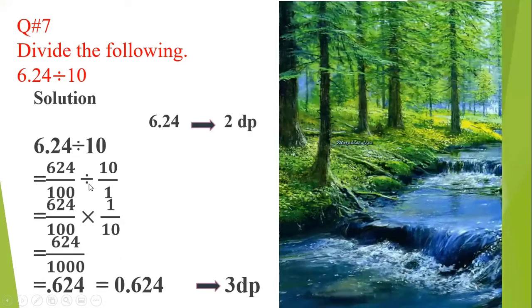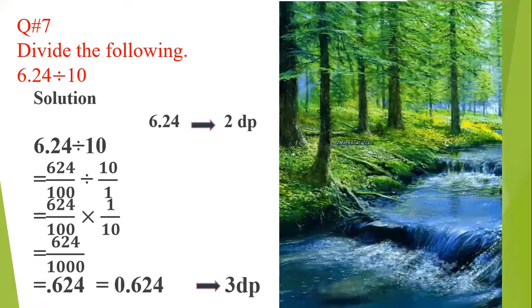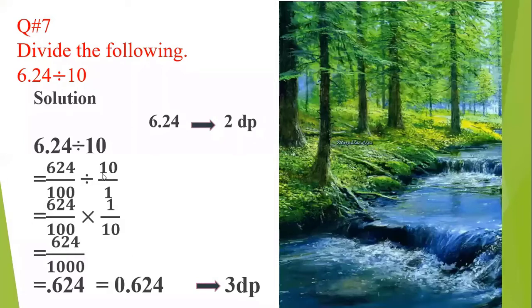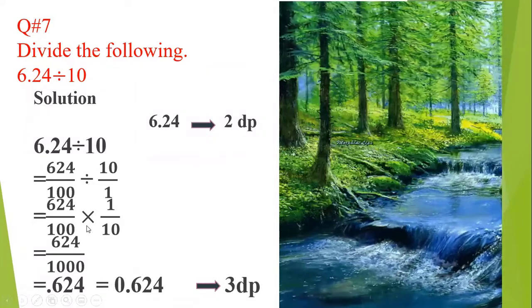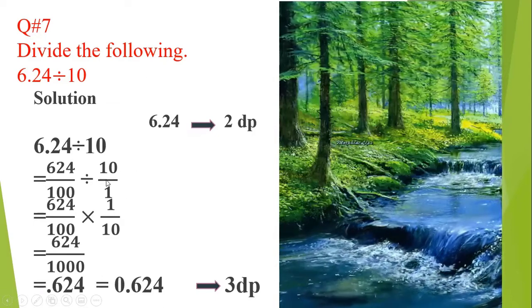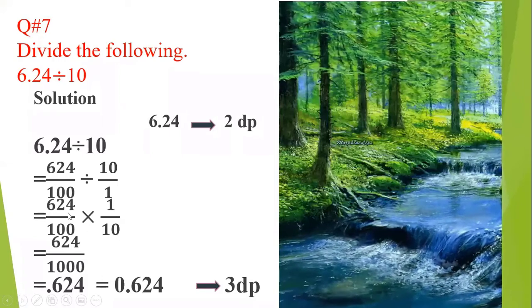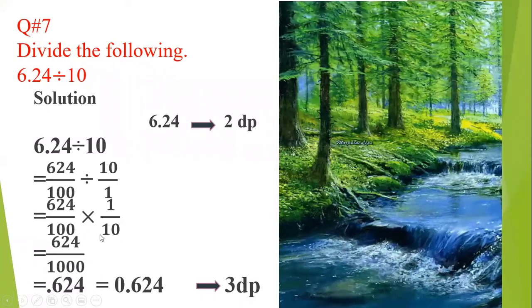Now we will place the division sign here and we write the whole number 10 as 10 by 1, because every whole number has a denominator that is 1. The next step is we change this division sign into multiplication and take the reciprocal of the number that is on the right side of the sign. Here 10 by 1 is on the right side of the division sign, so we will take the reciprocal, 1 by 10, here. And after that, we will multiply numerator by numerator and denominator by denominator. 624 ones are 624 and 100 tens are 1000.